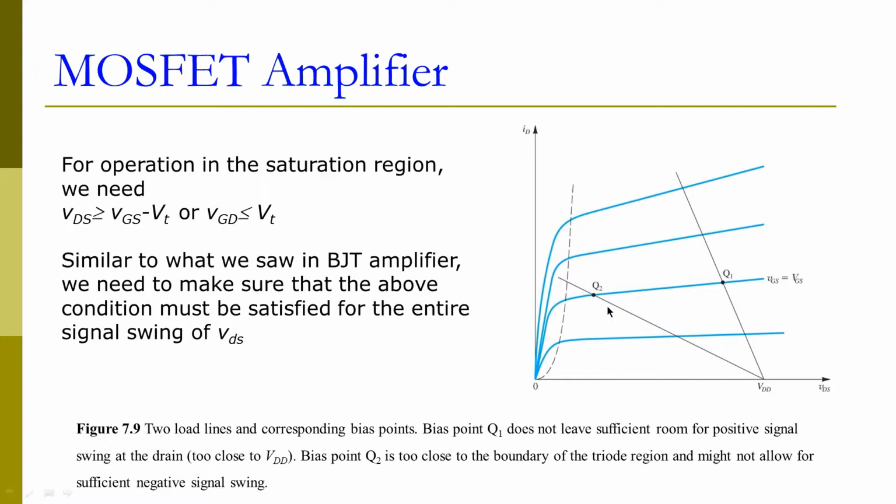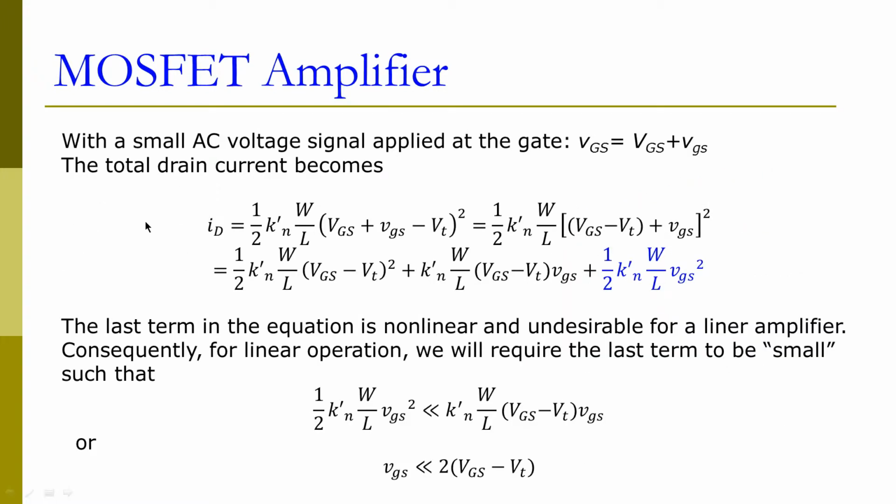This figure shows two working points. Neither of them is a good choice. For Q1, we are going to experience a signal cut on the right hand side, and on Q2, we are going to experience a signal cut on the left hand side. With a small AC voltage signal applied at the gate, the total voltage will equal the DC voltage plus the AC voltage. If we plug this into the saturation current equation, we can rewrite the whole thing, and we will obtain three terms here.